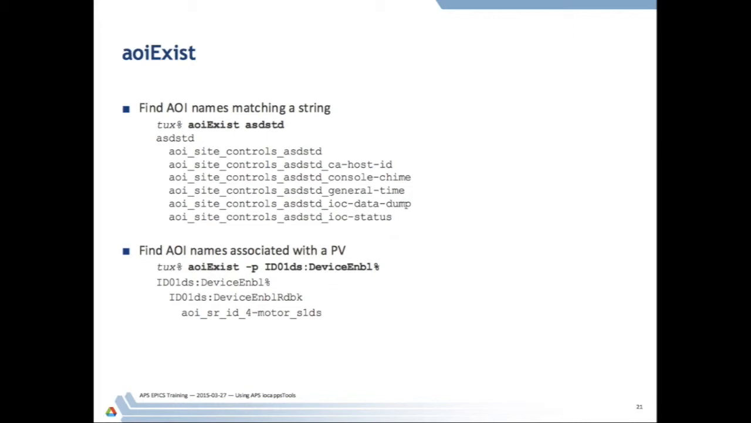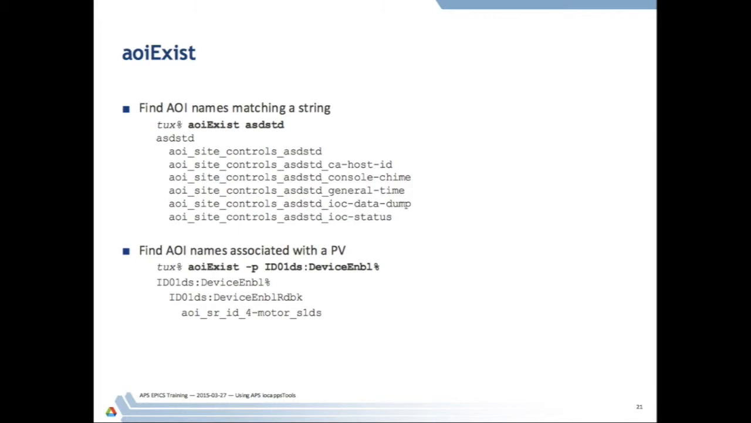A couple more, these are a little bit more obscure, and I'm not sure whether you guys are really using AOIs much anymore. If you want to find out, I can remember part of an AOI name, but I don't remember the full thing. So AOI basically has 2 tasks. You can query which AOIs contain this particular string. So here I'm looking at which AOIs have ASD standard in them, and that's my list.